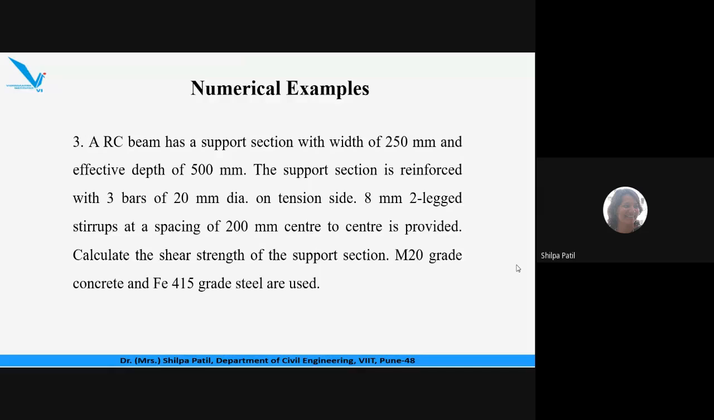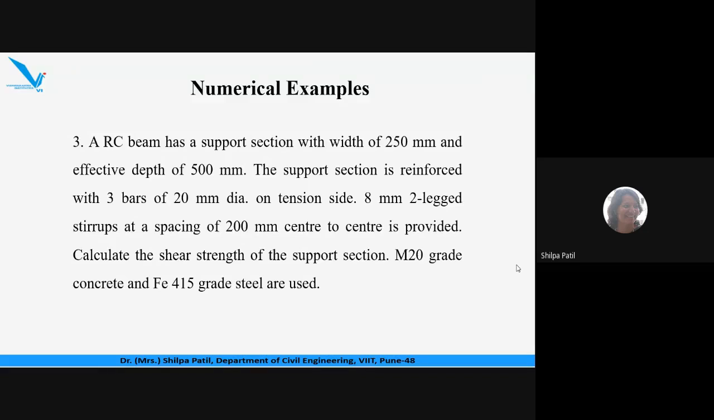RC beam has a support section with width of 250 mm and effective depth of 500 mm. The support section is reinforced with 3 bars of 20 mm diameter on tension side. 8 mm two-leg stirrups at a spacing of 200 mm center to center is provided. Calculate the shear strength of the support section. M20 grade concrete and Fe415 grade steel are used.